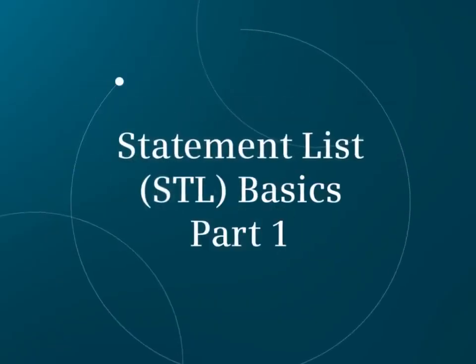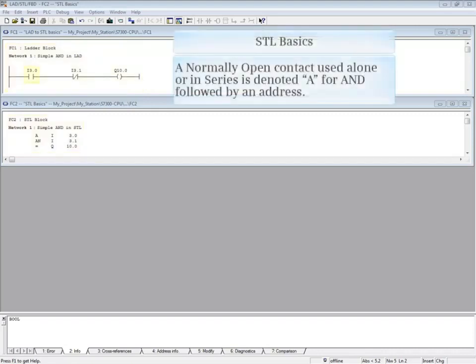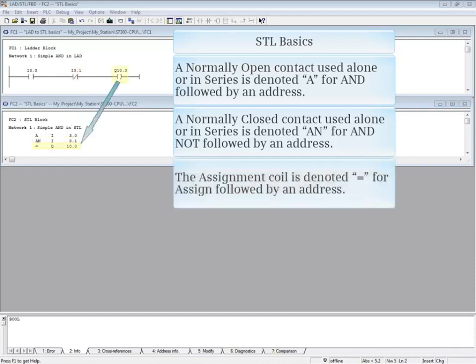Shown here is an introduction to some core basic STL commands. Here is a simple AND circuit in ladder and STL. A normally open contact used alone or in series is denoted A for AND, followed by an address. A normally closed contact used alone or in series is denoted AN for AND NOT, followed by an address. The assignment coil is denoted equals for assign, followed by an address.